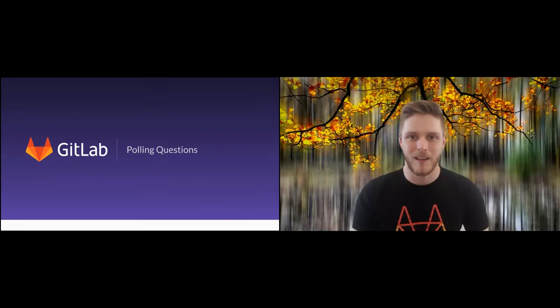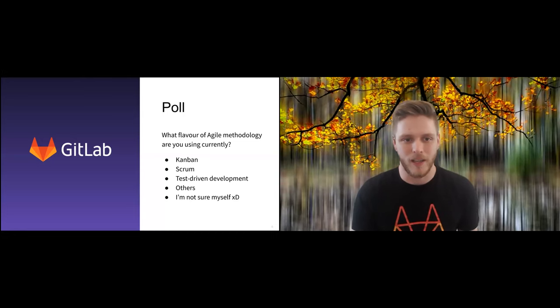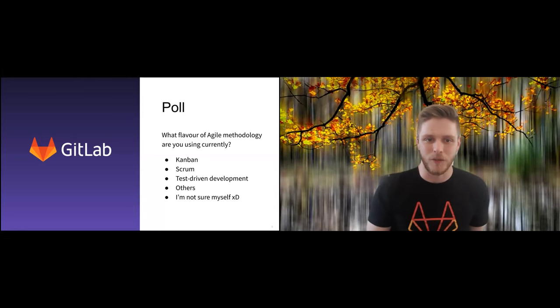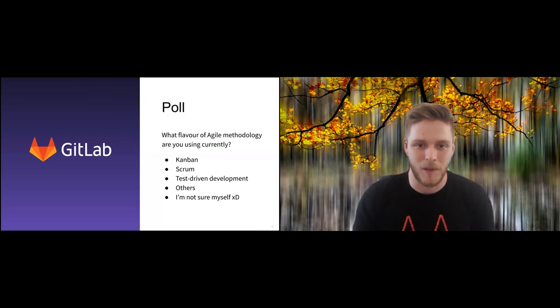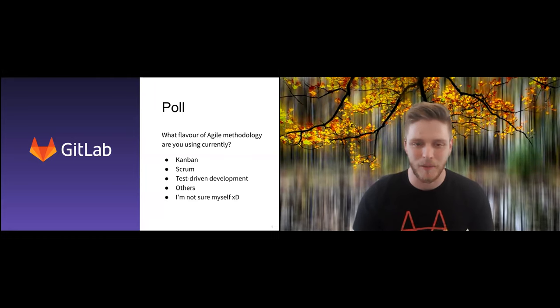So we're going to start straight up off the bat with one of those polling questions that Aletha mentioned. The first polling question that we have is, what flavor of Agile methodology are you currently using? There's a couple of different options here. We've got Kanban up there, we've got Scrum, we've got test-driven development, and there's a couple of miscellaneous options for other people. I'm just going to give it about a minute here, between 30 seconds and a minute, to see what sort of version of Agile you guys are using.